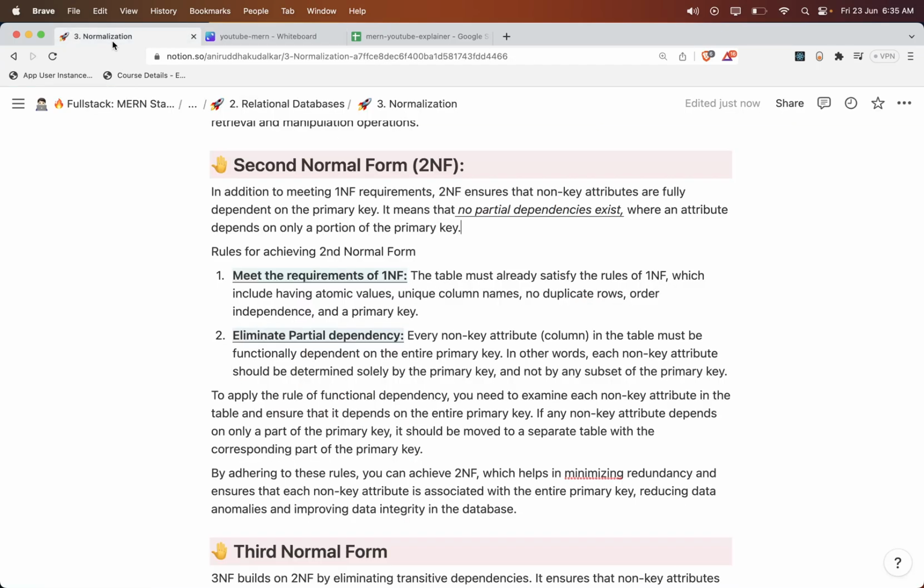What does second normal form say? Second normal form talks about partial dependency. We have discussed what partial dependency means. Hope you have understood this session.